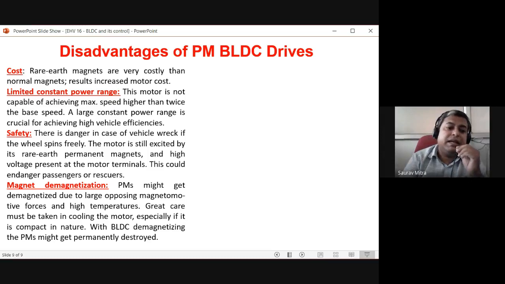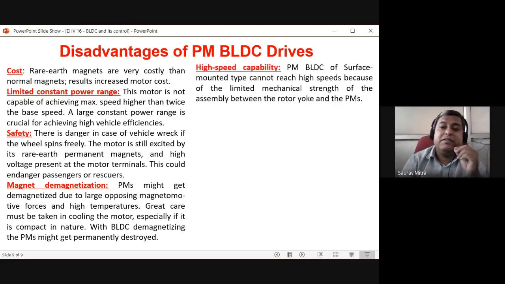So great care must be taken in cooling the motor, especially if it is compact in nature. So why cooling? Because by cooling we can save the magnetism property of the motor. Too much heat reduces the magnetism property of the motor, phi reduces, that is the flux density, and torque and speed of the motor fall continuously. So with BLDC, demagnetizing the PM might get permanently destroyed. If demagnetization happens to the magnet, the motor will have to be thrown out, because the main thing in the motor is the permanent magnet.